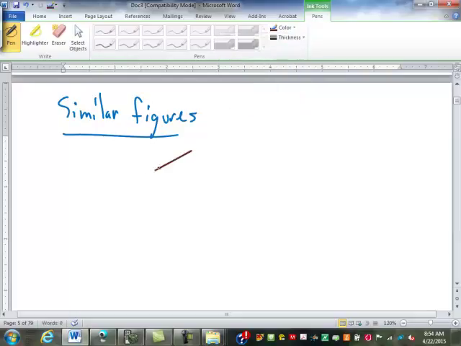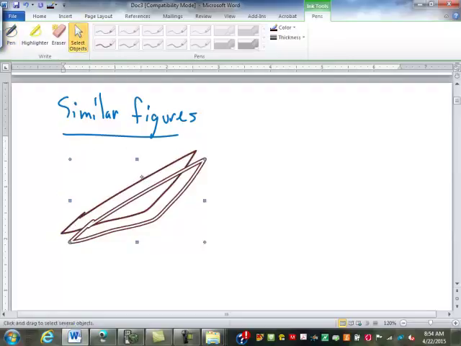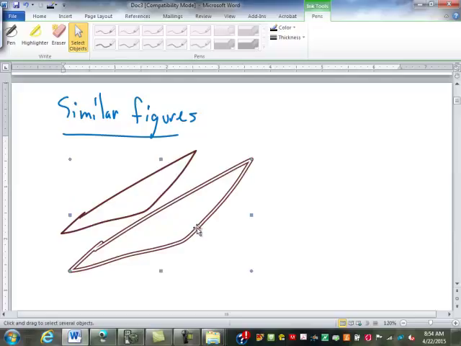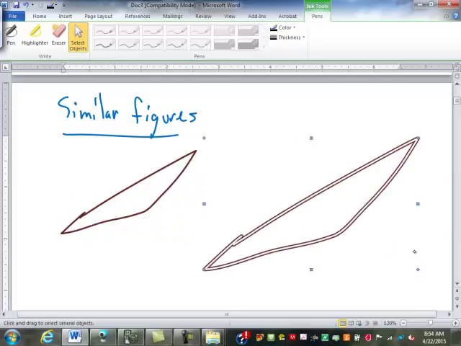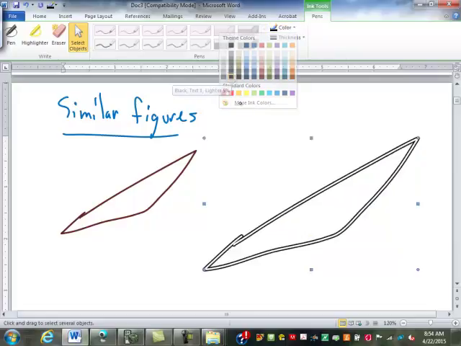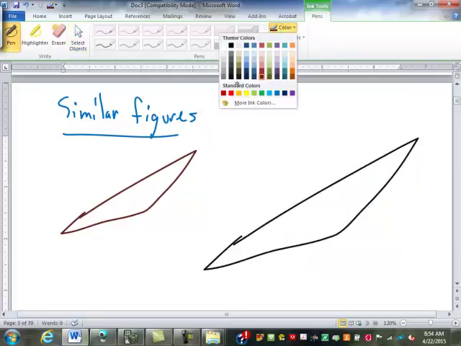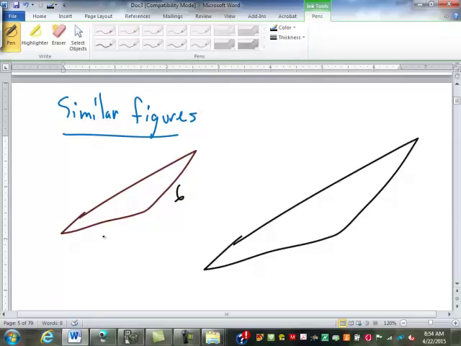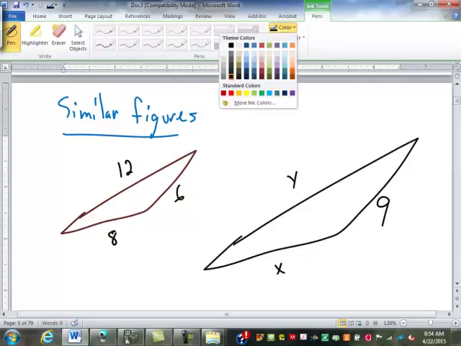Where we might have a triangle. And let's say that triangle gets enlarged, like that. And let's say we have 6, 8, and 12 here. And this side here becomes 9. Let's figure out what these other two sides are going to become.